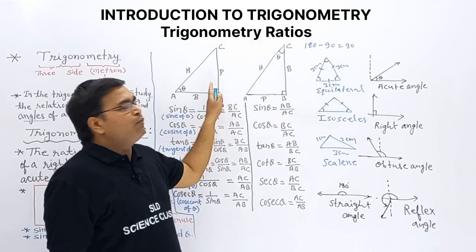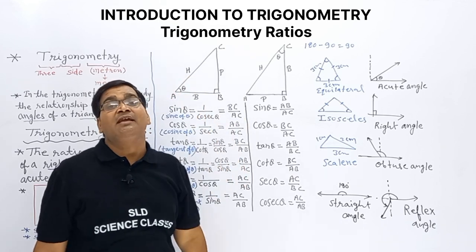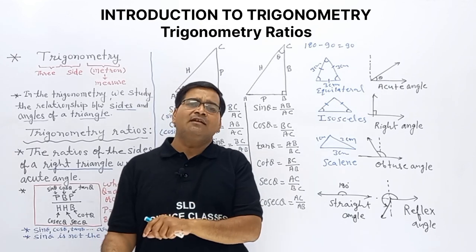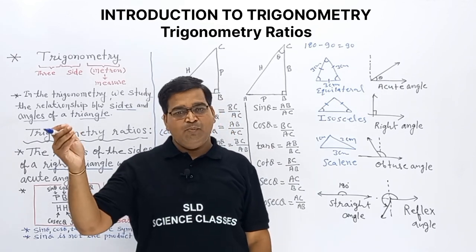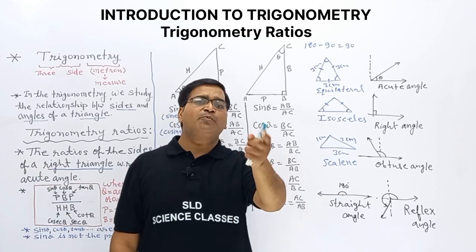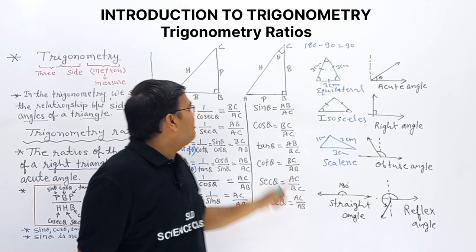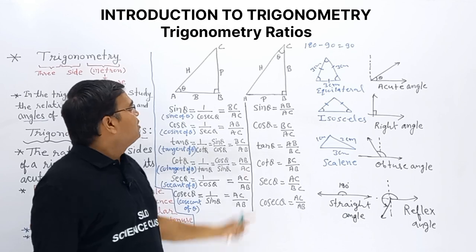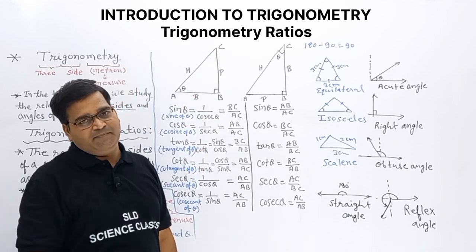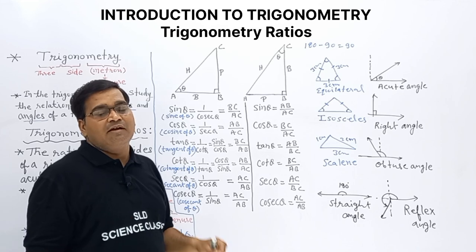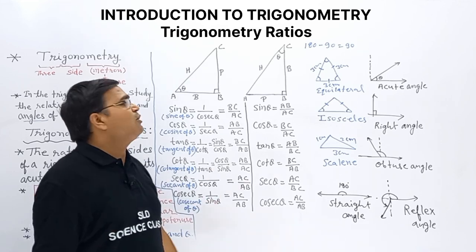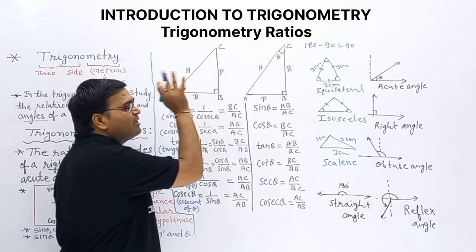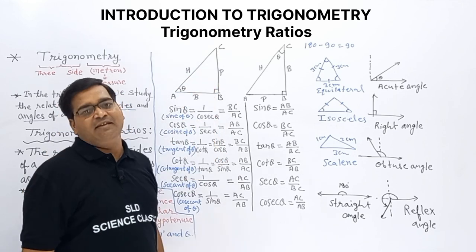All are 180, one is 90. It means the sum of the remaining 2 angles will be 90 degrees. For example, one is 50, then the remaining is 40: 50 plus 40. It means the remaining 2 angles can never be more than 90. The sum of both angles will be 90, so each is below 90.